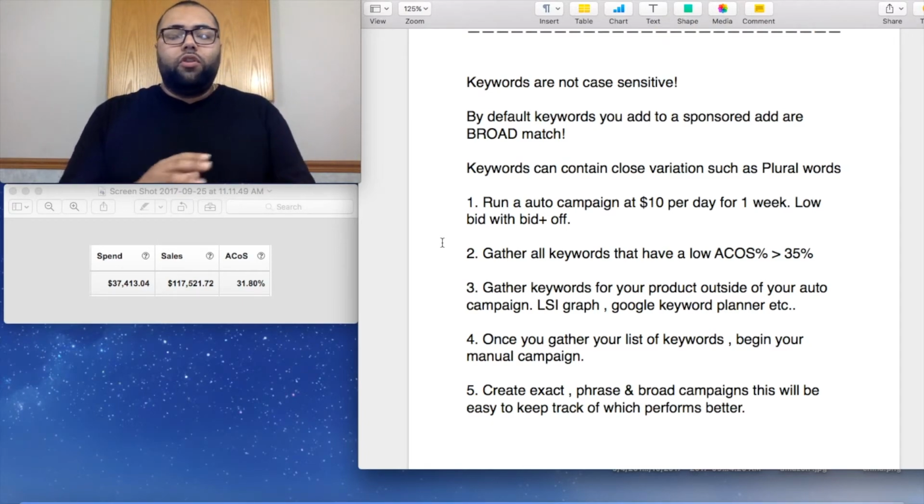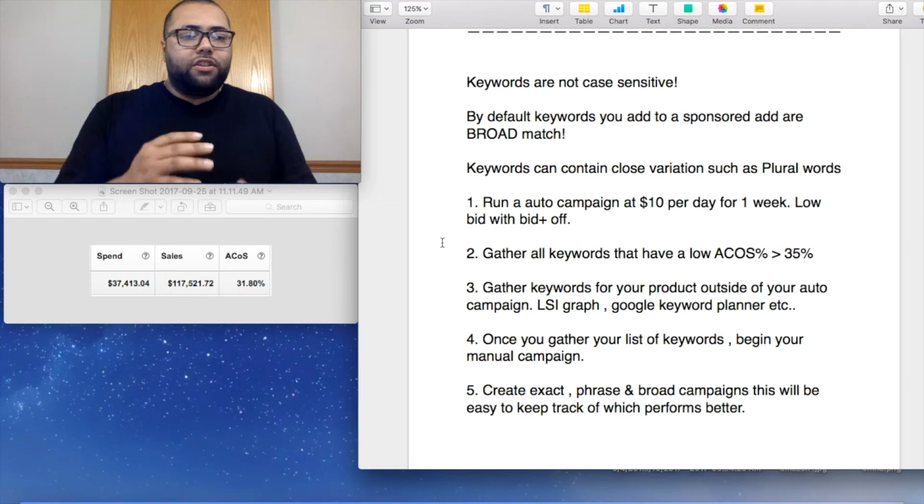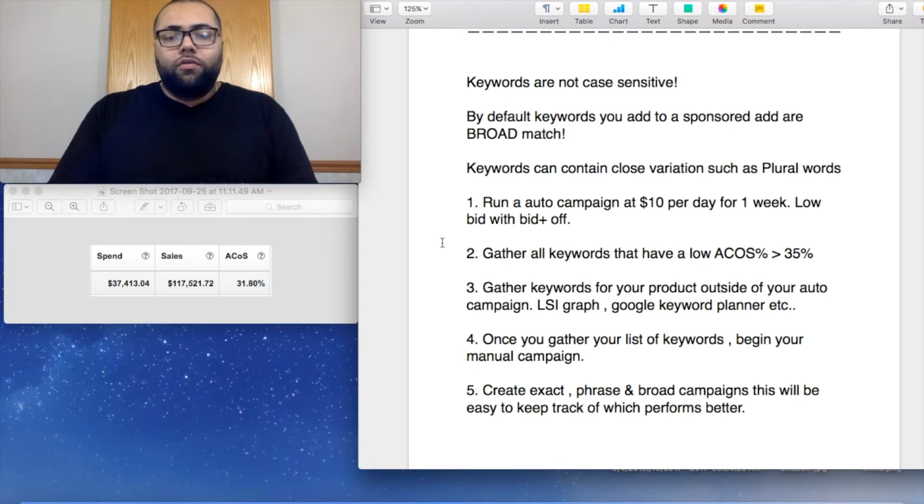If you're new, if you don't know anything about PPC, if you're getting ready to start a PPC, you can go over these 5 steps. Number 1, run an auto campaign at $10 per day for 1 week. Low bid with bid plus off. Bid plus off, that's a key there.